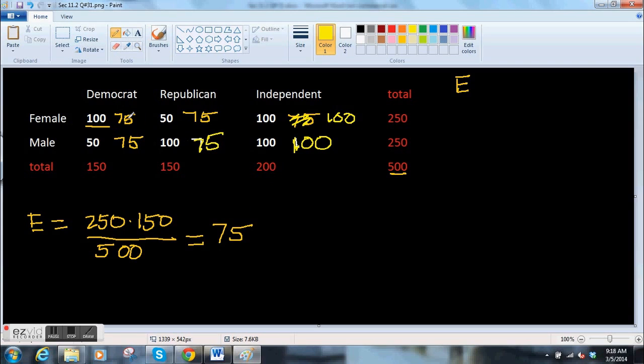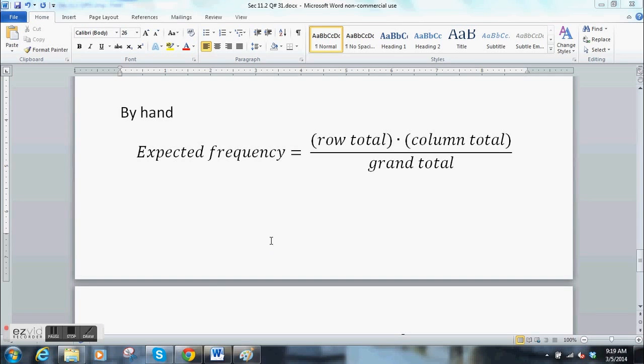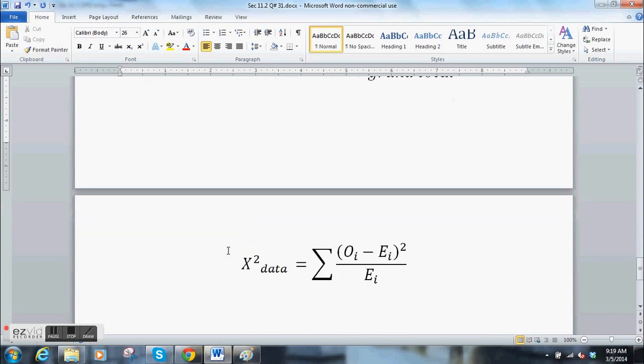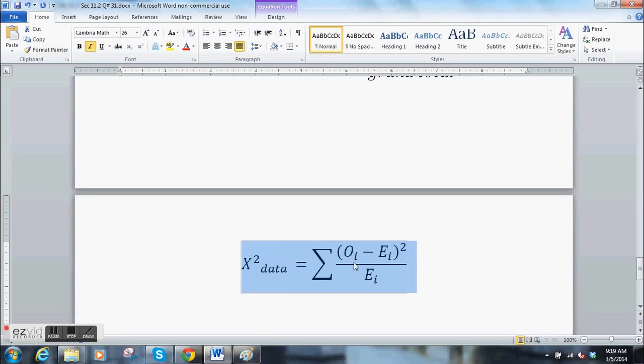So we're not done yet. So I just said I would expect to have seen it lay out like this. If there was no relationship between gender and political party affiliation, you would expect 75, 75, and 100, 75, 75, and 100. That's what you would expect. So we just found the expected counts. Now we have to find the test statistic.